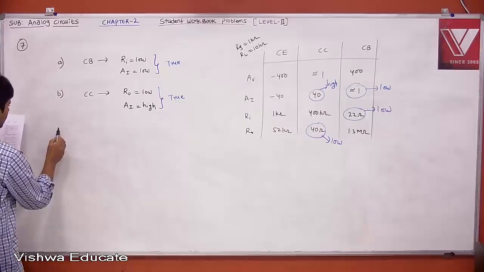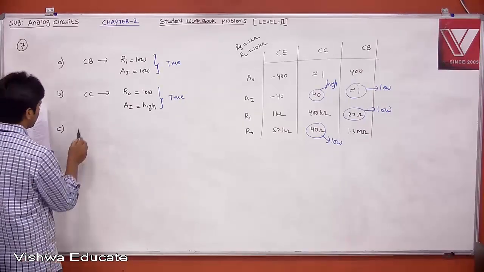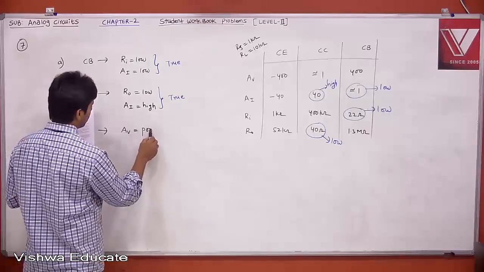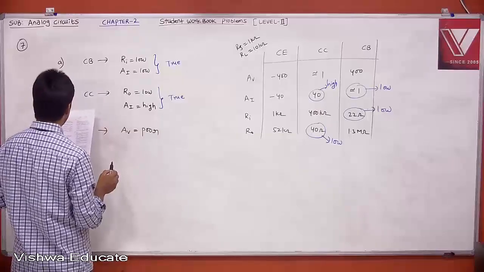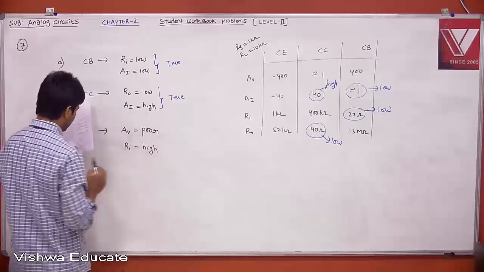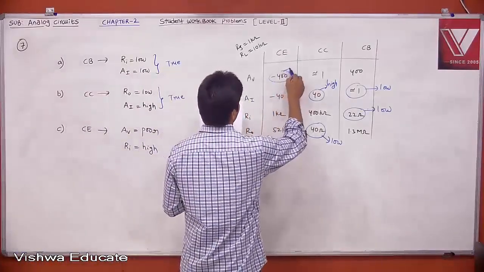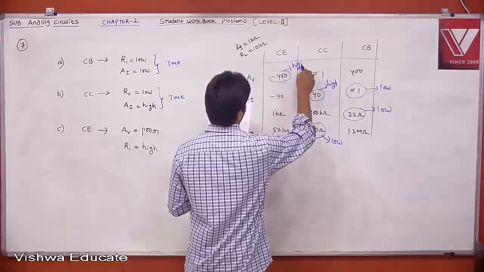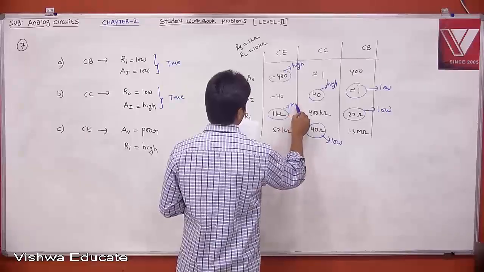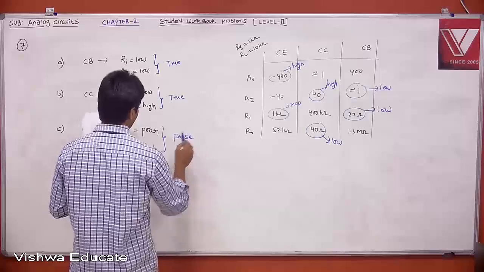Now, option C. CE amplifier has very poor voltage gain, saying that AV is poor, and very high input impedance, your RI is high. Let's see. What is AV? Actually, it is high for a single stage. Therefore, this is wrong. And is RI high? It's not high. It is moderate. Therefore, this is false. Option C is not correct.